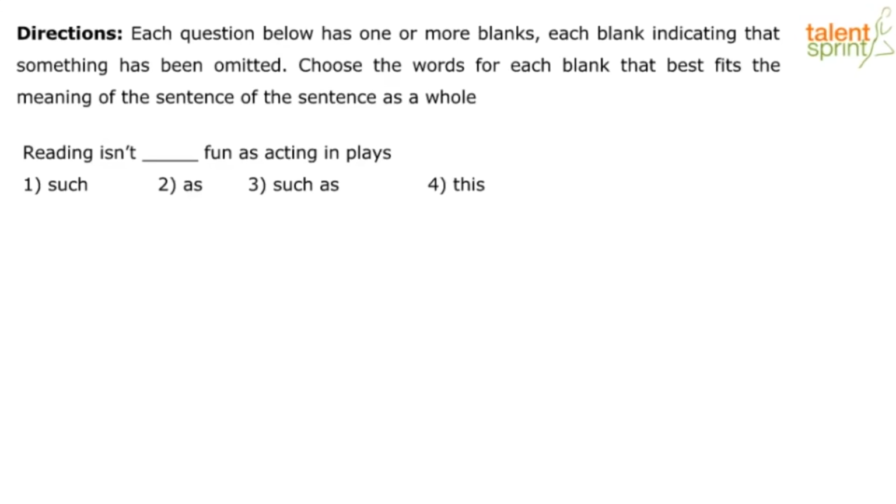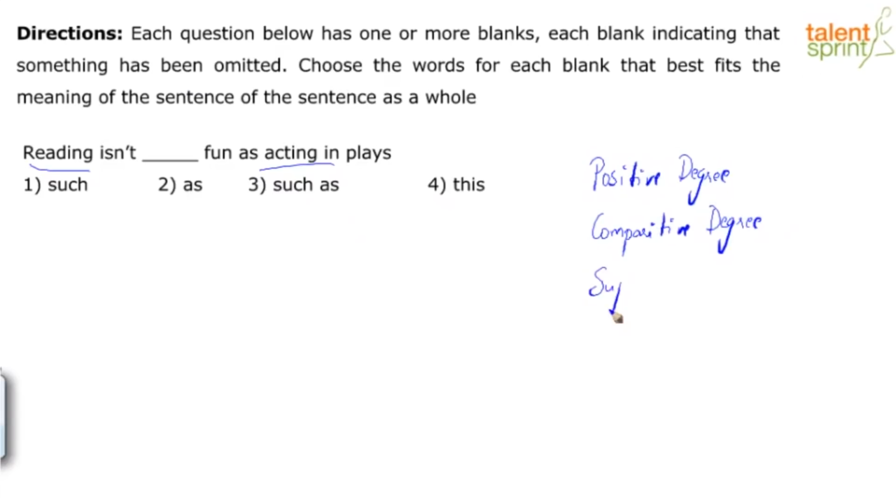Or let's see, even if you're not able to explain the concept, it's fine. Let's see if you're able to identify the right answer. So basically what they're doing is, if you look at the context, obviously two things are compared here. One is reading, one is acting. So when it's compared, it either has to be a positive degree or a comparative degree or a superlative degree, right? So positive degree, comparative degree and superlative degree.